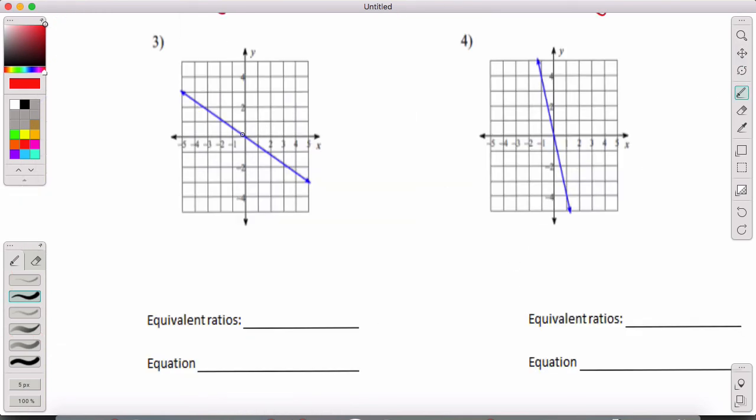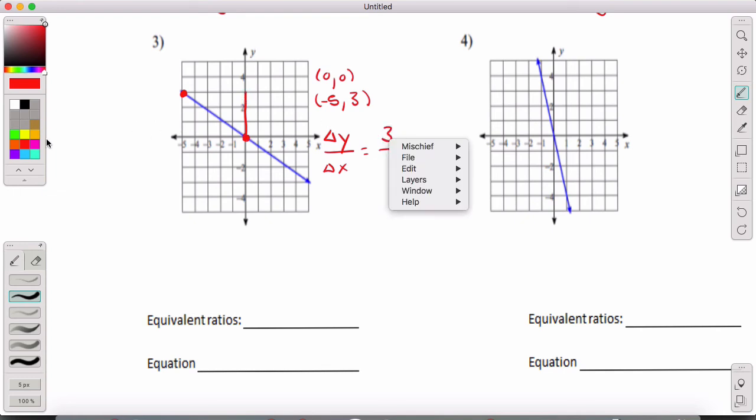All right, number 3. We have to give you those points. Okay, change in y. We go up 1, 2, 3. So we're changing y as 3. And then we have to move over to the left 1, 2, 3, 4, 5. We're moving in a negative direction on the x-axis, so our change in x is negative 5.